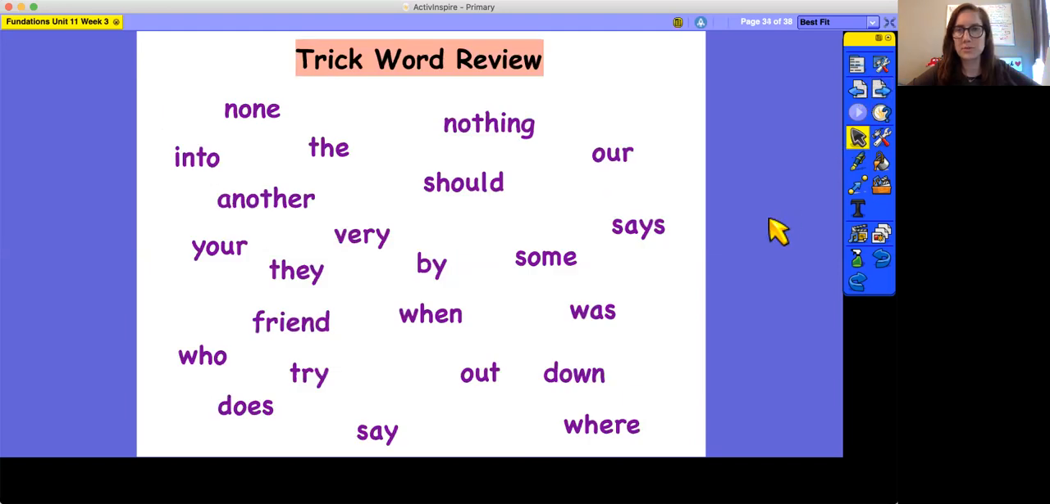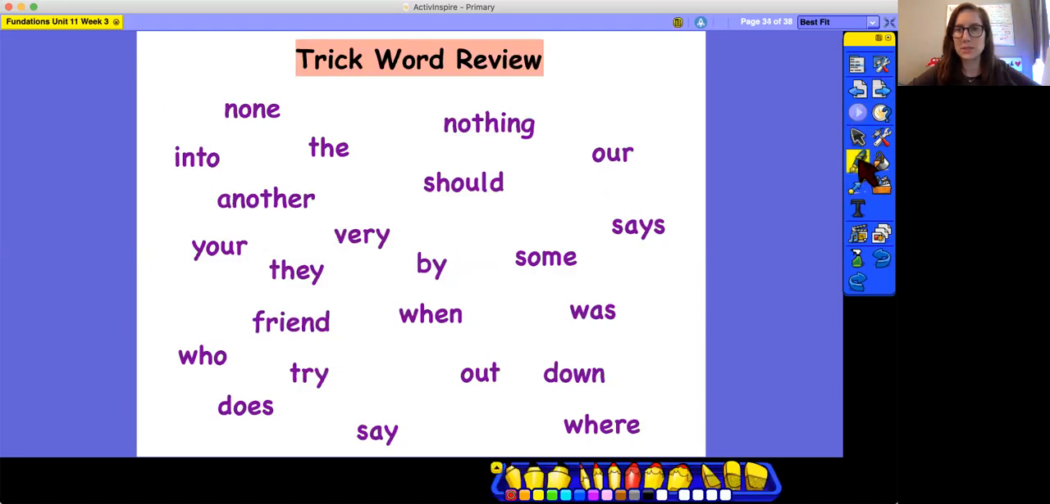Now for our trick word review. I'm going to tell you a word. I want you to find it. And then after we find it, we'll cross it out. Find the word very. Very. V-E-R-Y. Very. All right, find the word out.